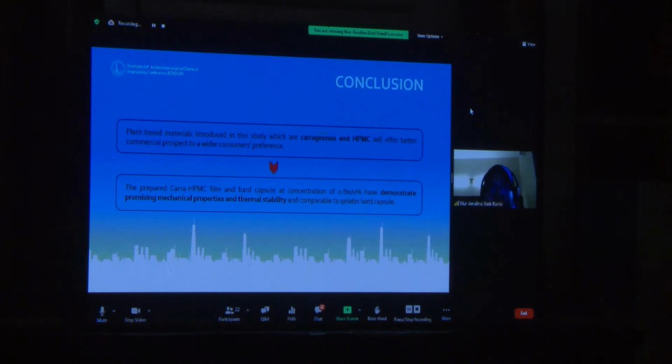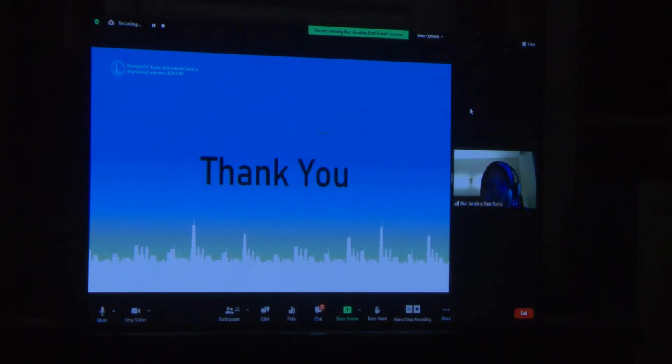So as the conclusion, for now, the plant-based materials introduced in this study, carrageenan and HPMC, offer better commercial prospects for wider consumer preference. We can see that in our study, the prepared film at a concentration of 0.8% demonstrates promising mechanical properties and thermal stability, and hopefully it can be comparable to the gelatin hydrogel. Thank you. Thank you for your attention.